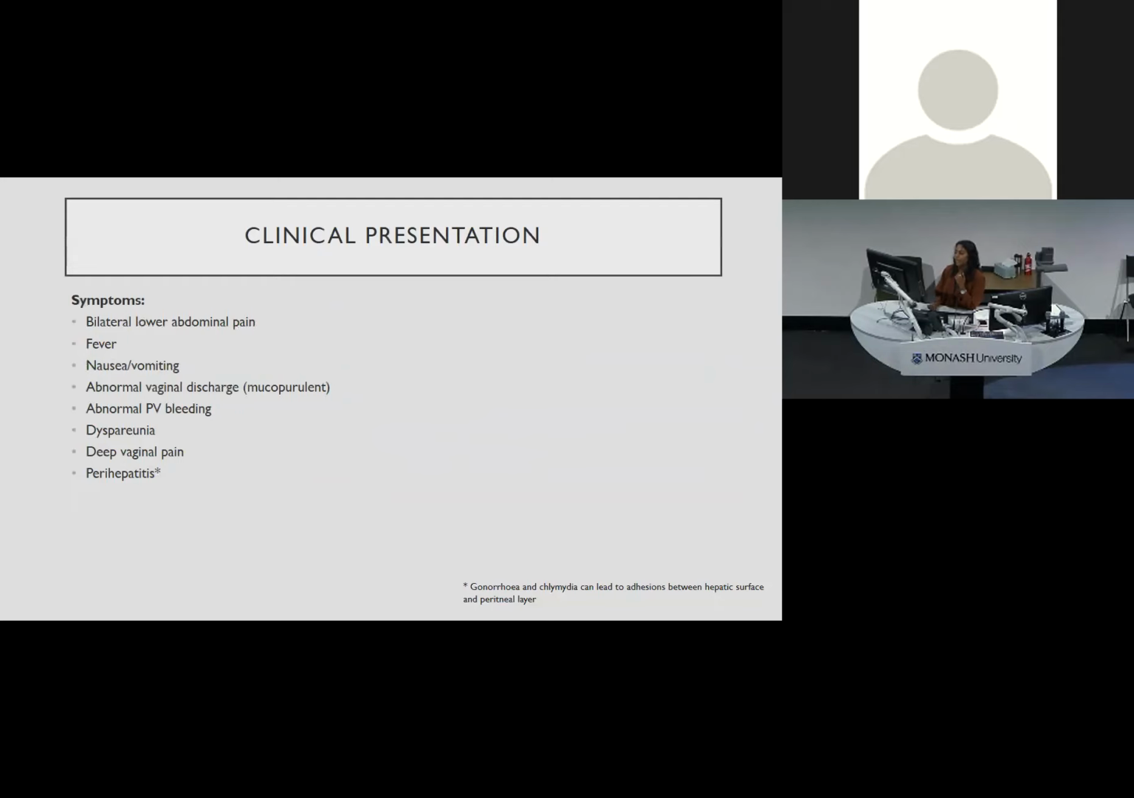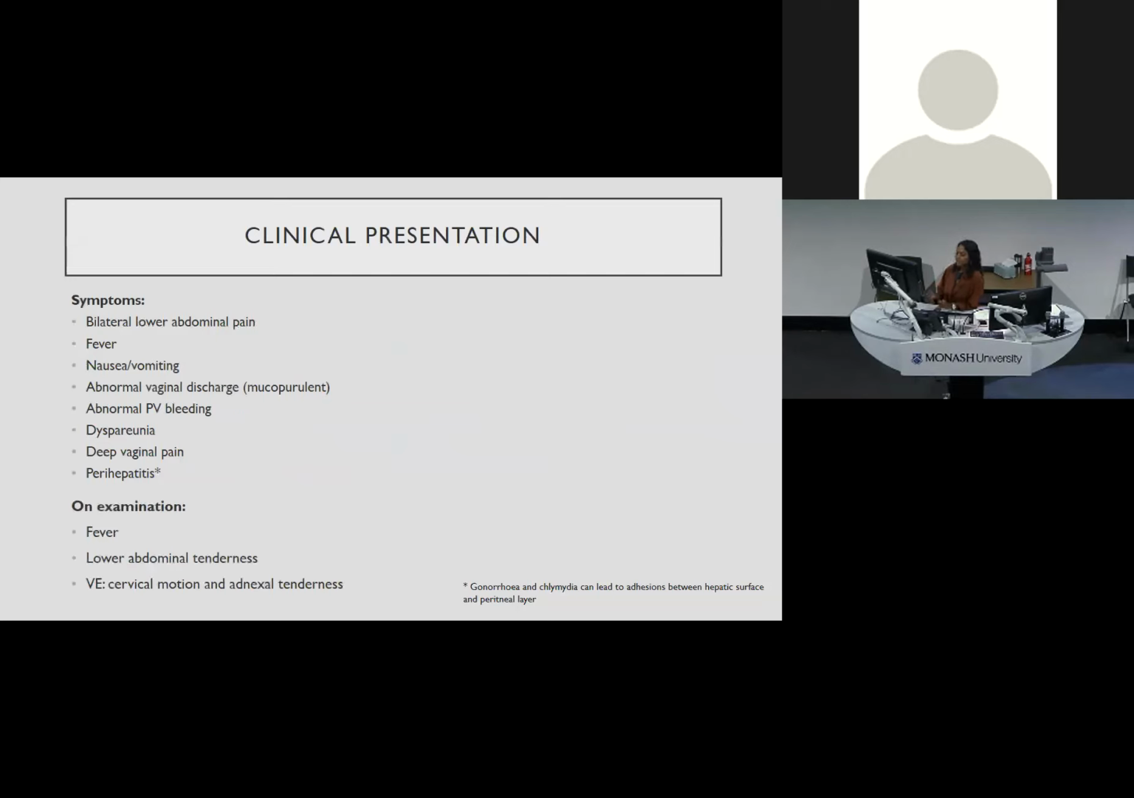I've also listed perihepatitis here, so it's one of your buzzwords. So someone's come in with symptoms that point you towards thinking about an STI, but they also have right upper quadrant pain. Perihepatitis is associated with PID with chlamydia and gonorrhea. So the infection spread through the fallopian tube into the actual abdominal cavity, and there have been adhesions formed between the capsule of the liver and the peritoneal layer. So your buzzwords are those violin string adhesions that they see on laparoscopy between the liver and the peritoneal layer.